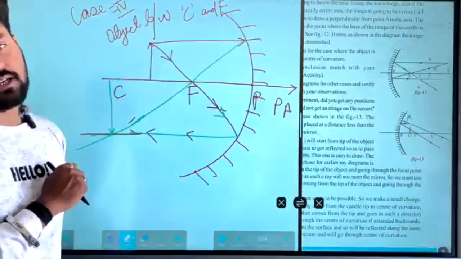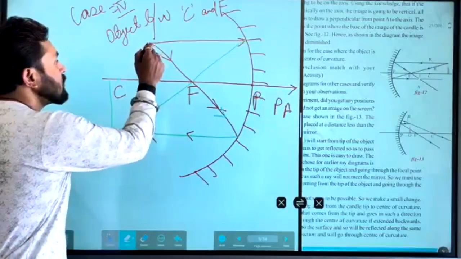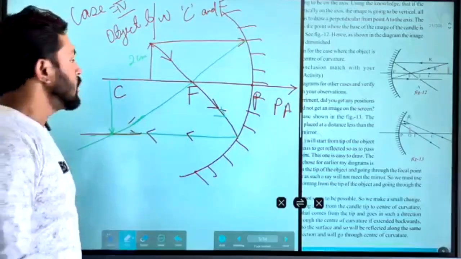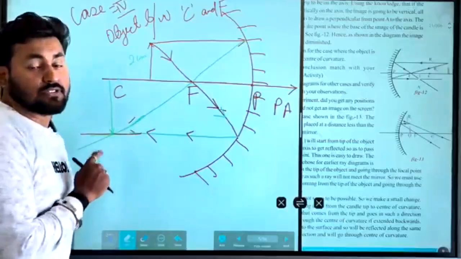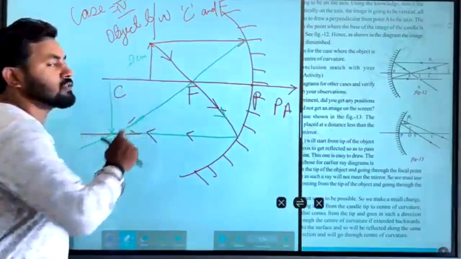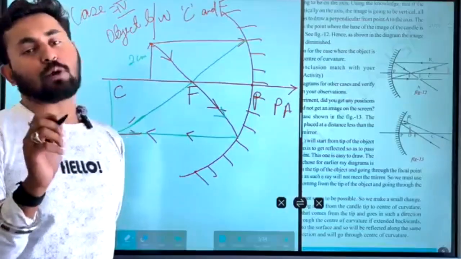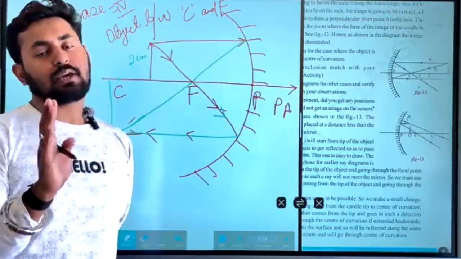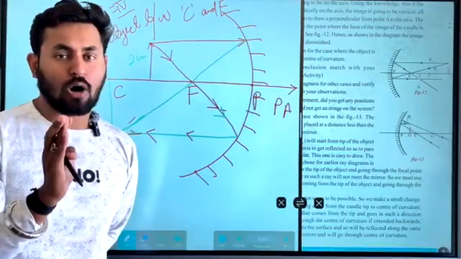If you see, the object size is 2 centimeter. If you look, you will get to know that the image formed is a bit larger than the object size. Please see it, and if you draw it perfectly, it will be even better. You will be able to recognize the size of the image and the size of the object on your own.